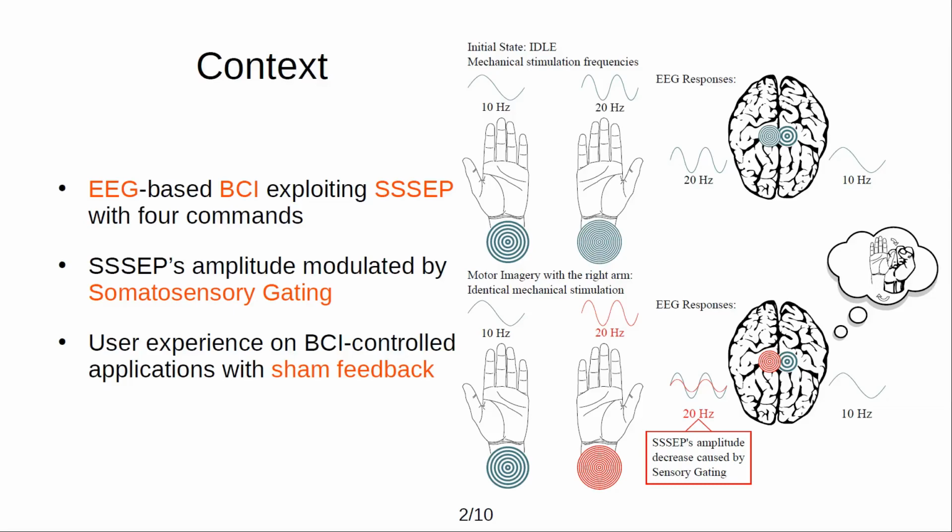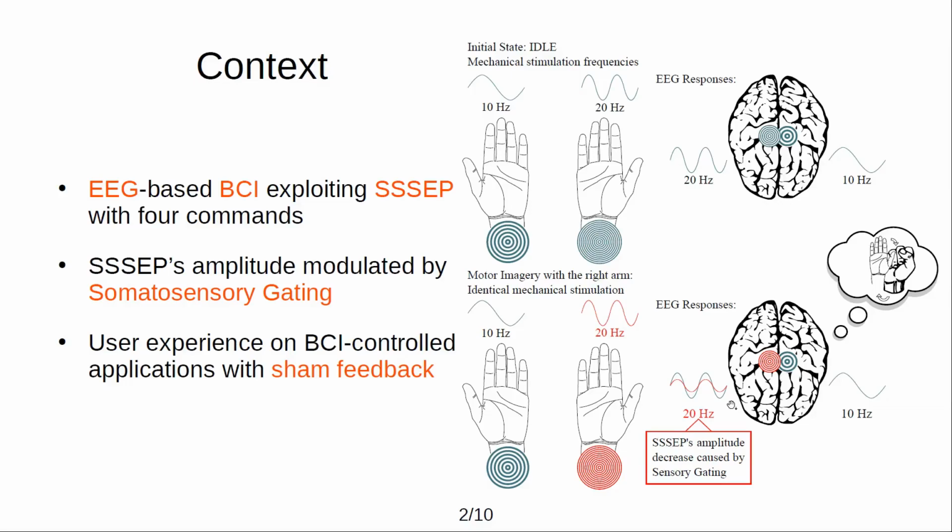As an example, on the right part of the screen, we illustrate how our BCI works. We start from an initial idle state where the user does nothing and is receiving two stimulations on the wrist, one at a specific frequency like 10 Hz and the other at 20 Hz, for example. And here we can see the respective 3SEPs. And when doing a motor imagery with the right arm, here like a fist clenching, we can see that the respective 3SEP's amplitude will decrease while the other does not.